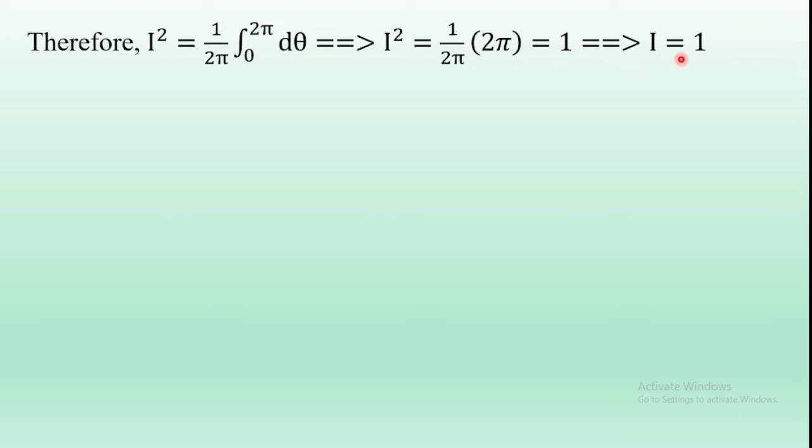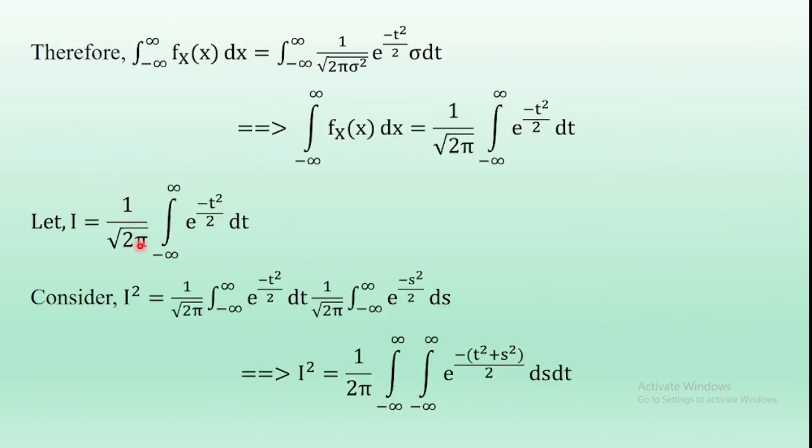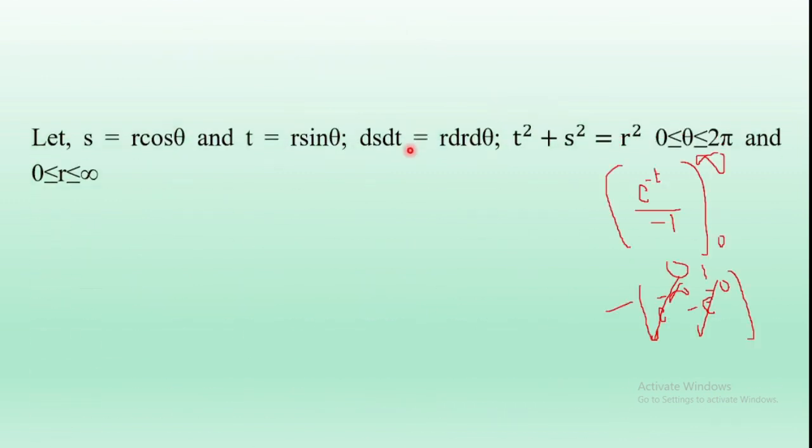And what is I? That I is equal to 1 by square root of 2 pi integral minus infinity to infinity e power minus t square by 2, and this is the RHS term. So this value is equal to 1. Therefore, integral minus infinity to infinity f of x dx is equal to 1.